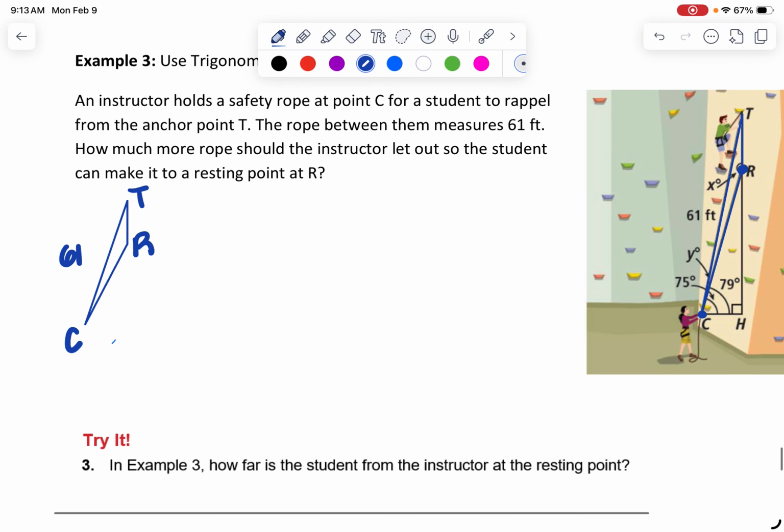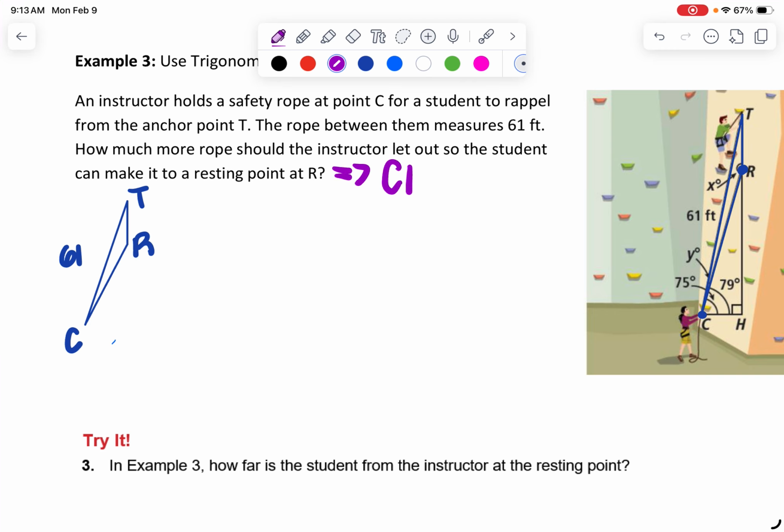There's a couple of things I want to point out. It says how much rope should the instructor allow so that the student can make it to the resting point. If you're trying to make it to the resting point, what you're really trying to find is CR. That's what I'm trying to find. So what I'm going to do is see what else I could label in this triangle to the side based upon that overlap.